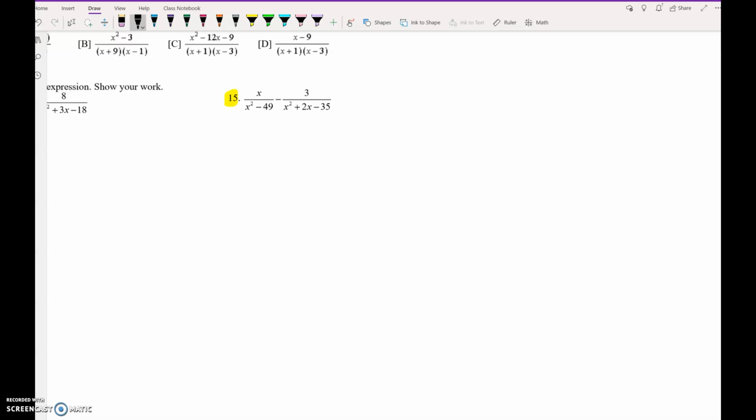Before you try to get common denominators, you need to factor the denominators. So our first one is x over x squared minus 49. That's a difference of 2 squares. That factors into x plus 7, x minus 7.